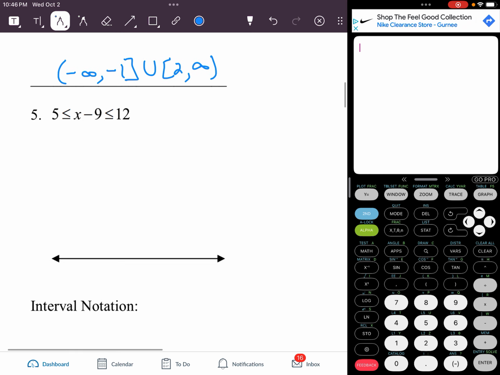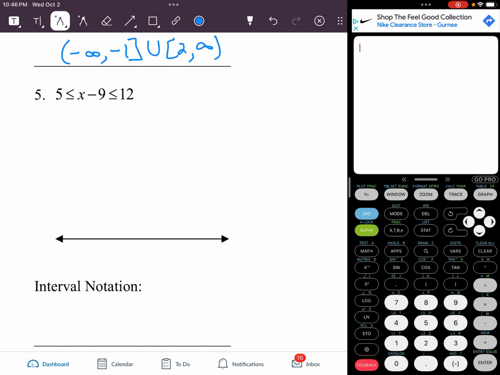Number 5. We have a compound inequality, but it's a simple version. All compounds are going to be ands. So I'm going to write that down. I'm going to add 9 to all 3 sides. So I'm going to get 14, x, and 21.